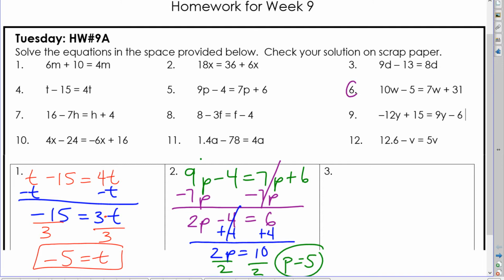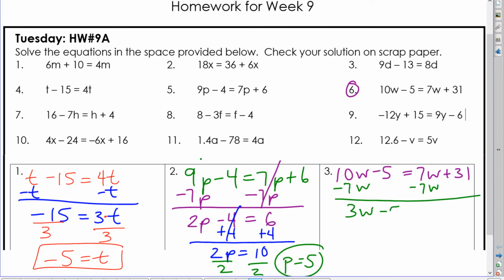All right, let's take a look at number 6. 10w minus 5 is equal to 7w plus 31. So the same thing as the last problem. We have a variable and a constant on the left, a variable and a constant on the right. The choice is yours on which one you want to move. I'm going to subtract the 7w to keep my w positive. 3w minus 5 equals 31. I'm going to add 5 to both sides. 3w is equal to 36. And divide both sides by my coefficient. So w is equal to 12.